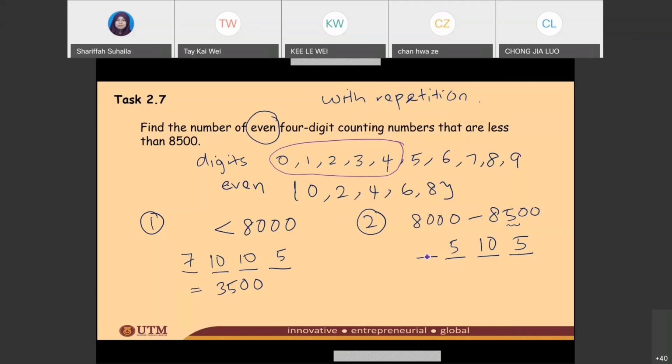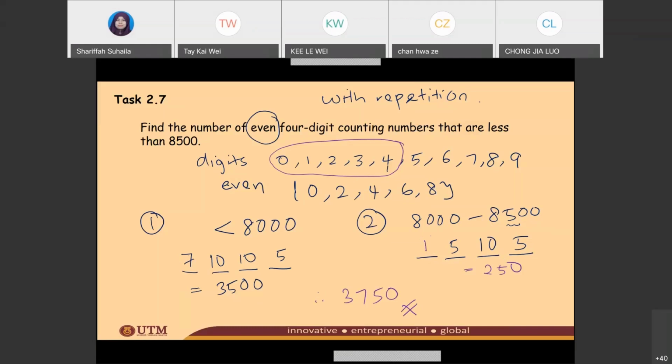For the first digit, we have 8, so only 1 way. So 1 times 5 times 10 times 5, which gives 250. So 3,500 plus 250, you get 3,750. That is your total number of possibilities.